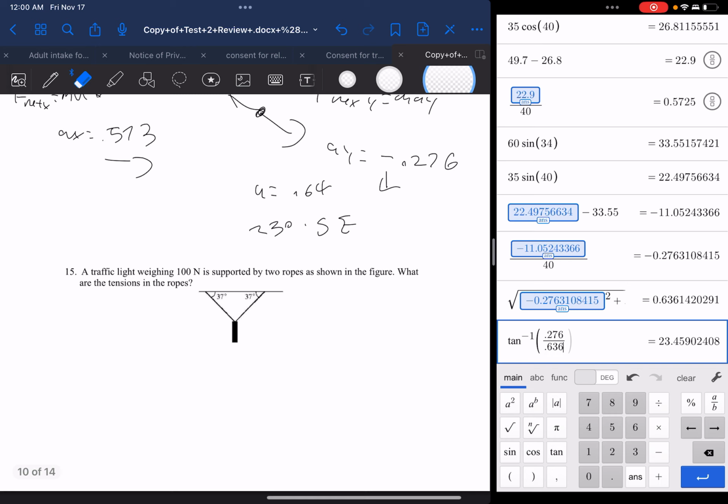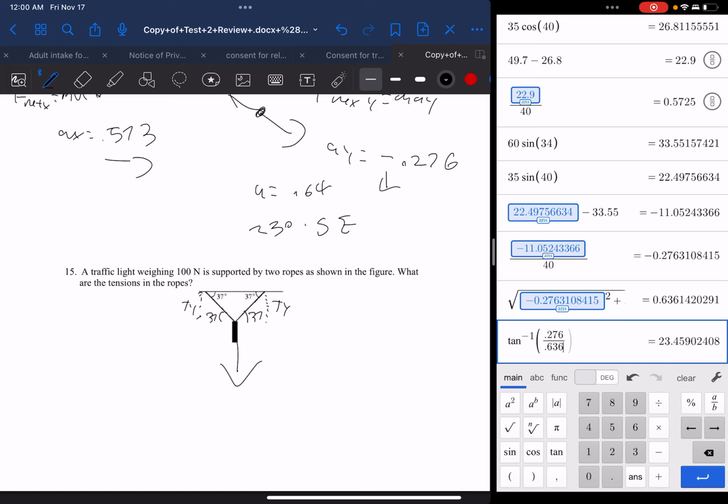A traffic light weighs 100 newtons and is supported by two ropes shown in the figure. So this angle is the same as these angles over here. These angles are the same, which means that the tensions in each cable are going to be the same. In order to find the tensions, we need to recognize that this is an equilibrium problem, which means that the down arrow has to equal the two up arrows.